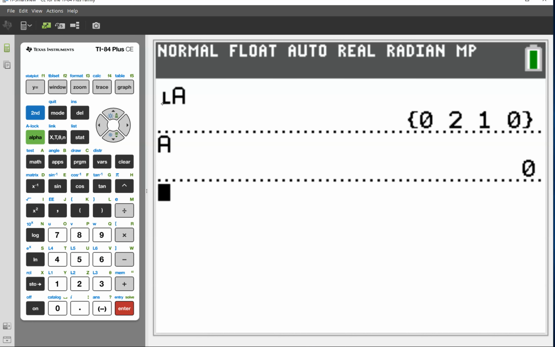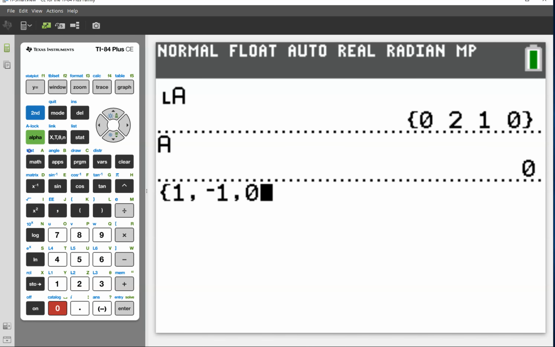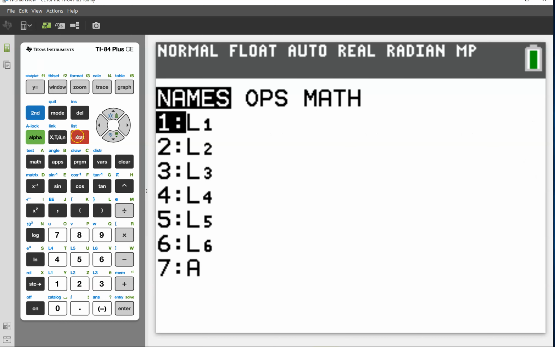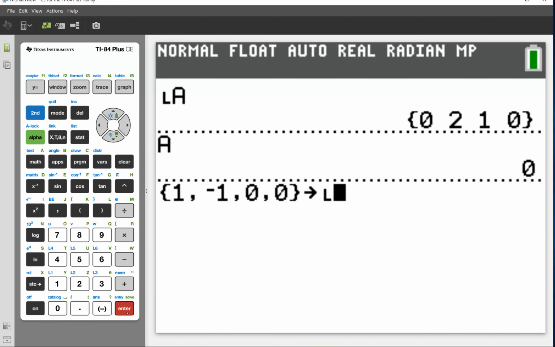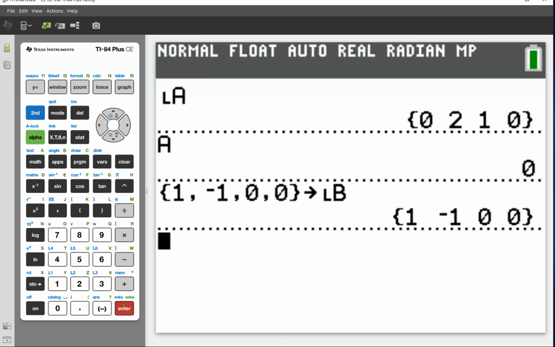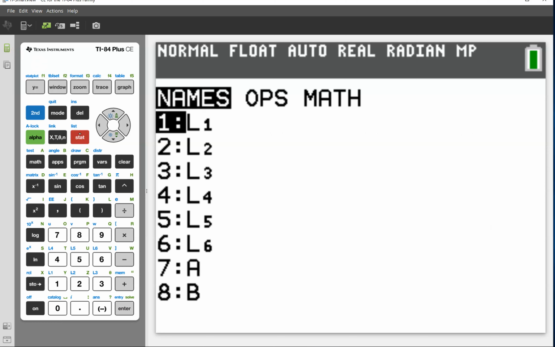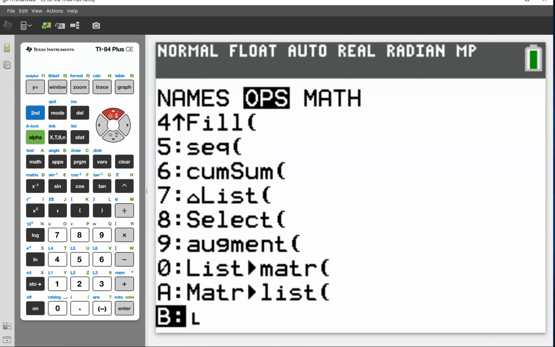All right. Now, how do we find our second vector? So let's put our second one in here. The second one was 1, -1, 0, 0. I want to store that as a list in letter B. Okay. Now, sometimes it's tedious because I have to go back and get that little L all the time.